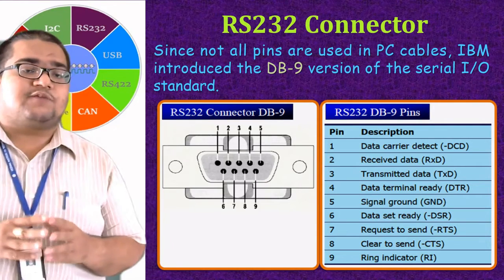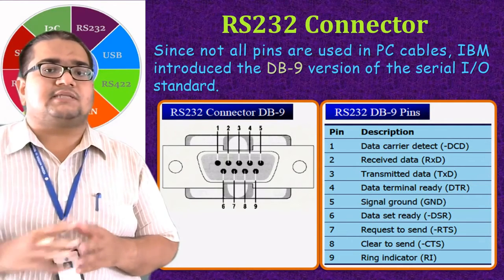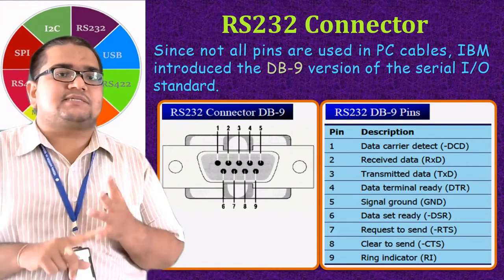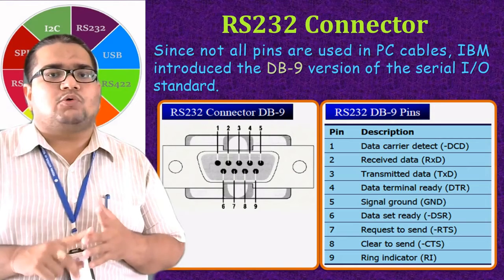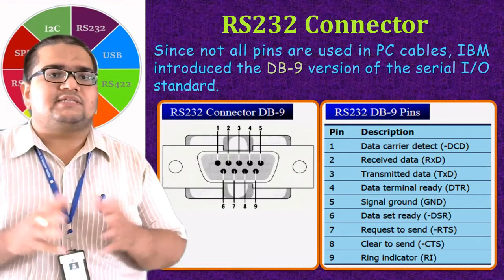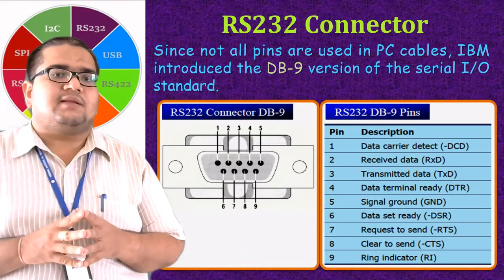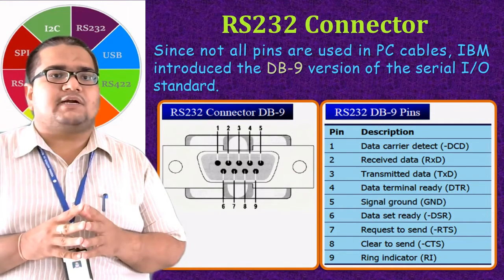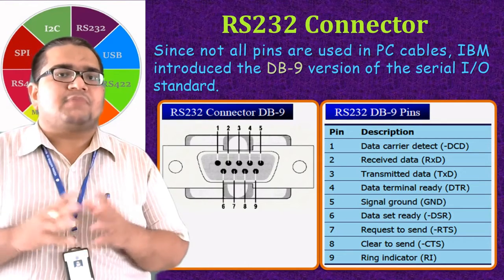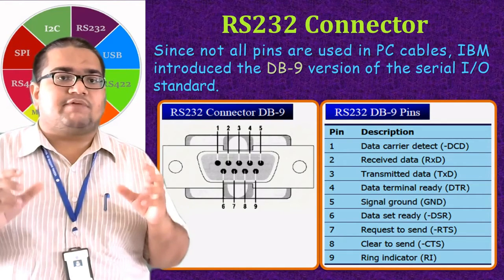Now let us talk about the different pins in this DB9 connector. Specifically, more important for us will be TXD, RXD, and ground. Pin number 2 is RXD, 3 is TXD, and ground is pin number 5. They are very important lines. Just by having these three connections, we can establish the RS-232 communication between two devices.